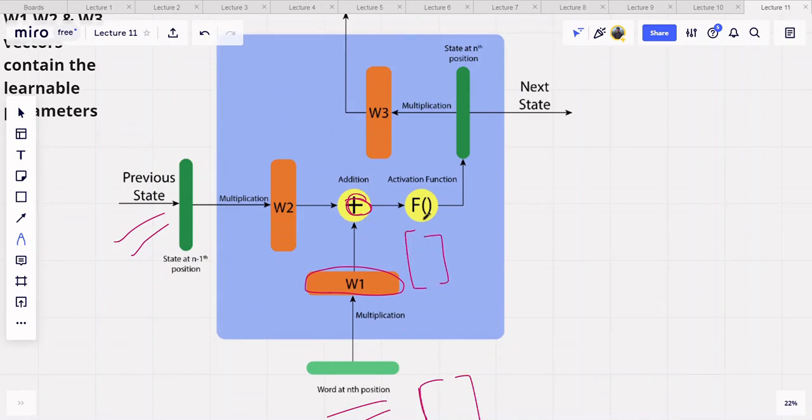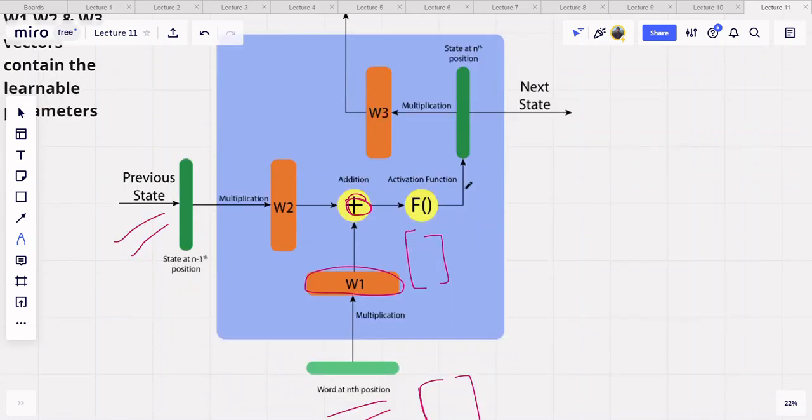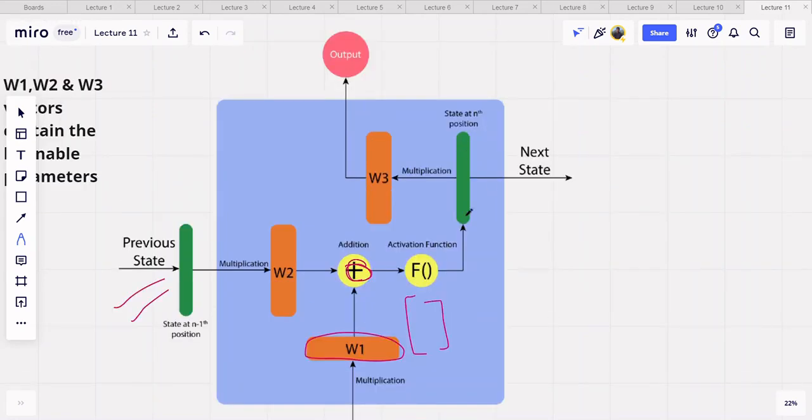Now this vector is passed to an activation function. This new vector, after passing through the activation function, becomes our new hidden state. Now there are two things that happen to this hidden state. Firstly, we use this hidden state to calculate our output, and secondly we pass this hidden state again to the same recurrent cell as the input.